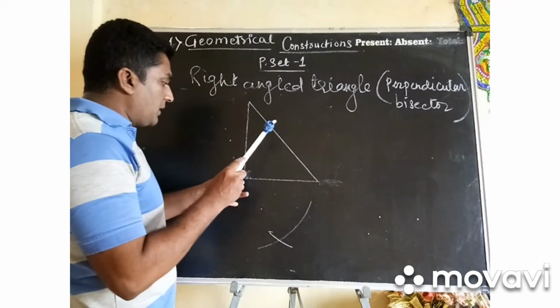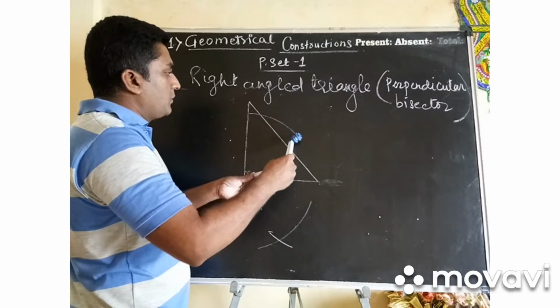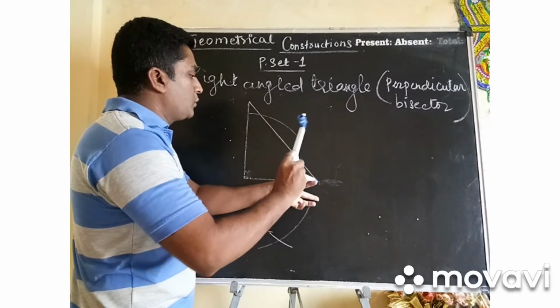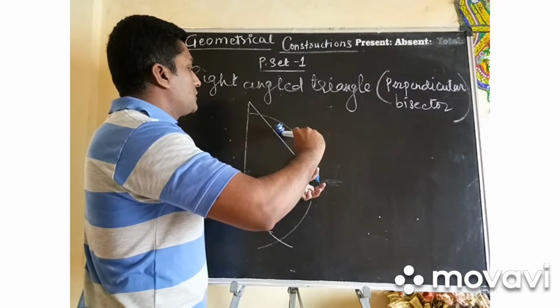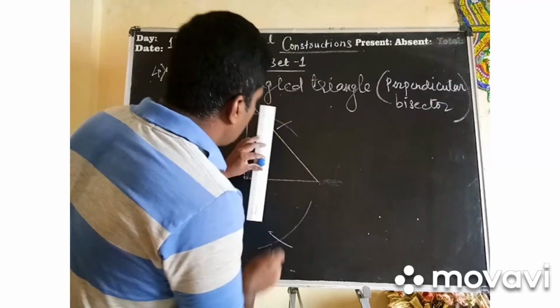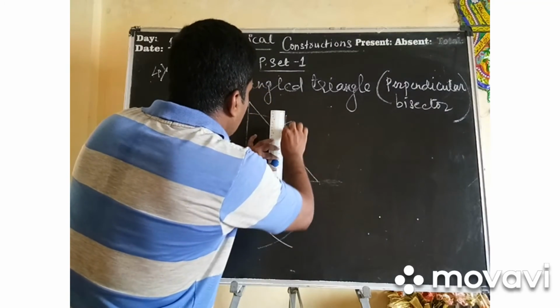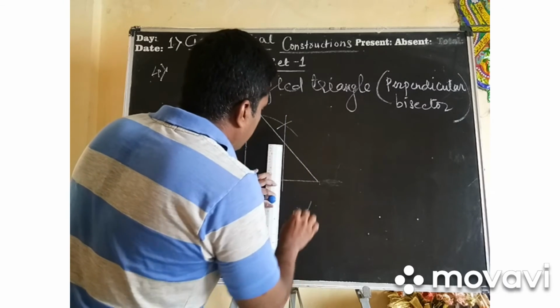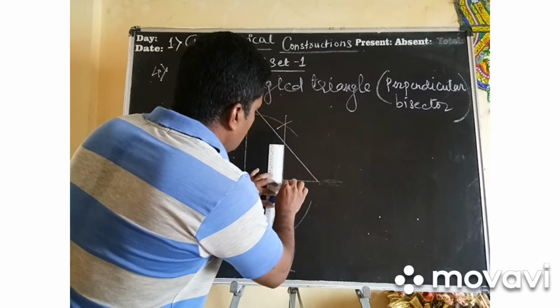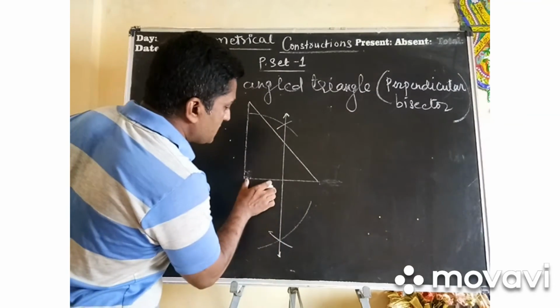Again at the same place I am going. Again at the same place. And what I am doing? I am cutting it from here, and again I am trying to cut it from here. So see, this is over. Now what I am going to do? I am trying to join these two. It will come this way, and it is going to come this way. So my perpendicular bisector of this side is ready.